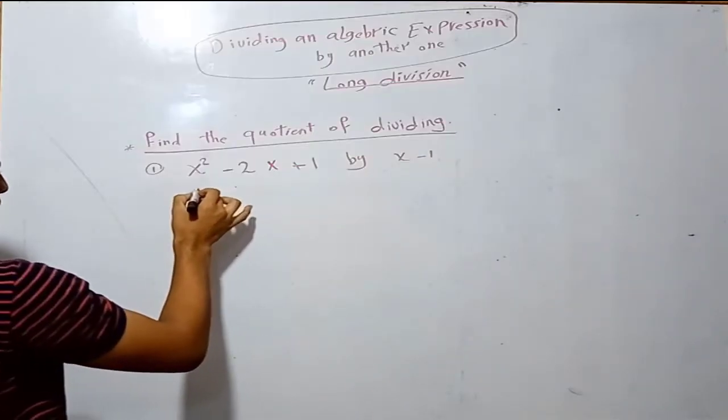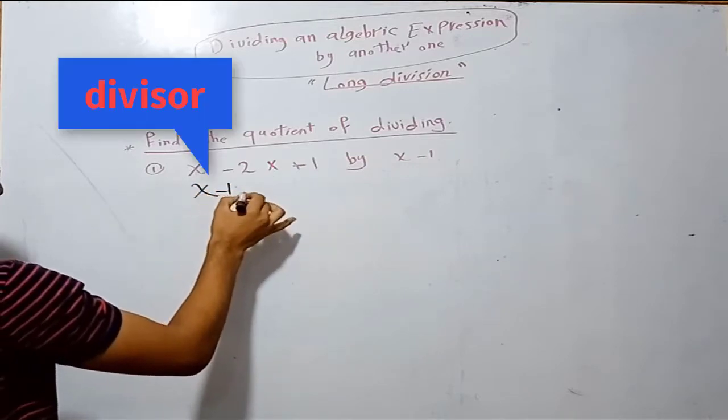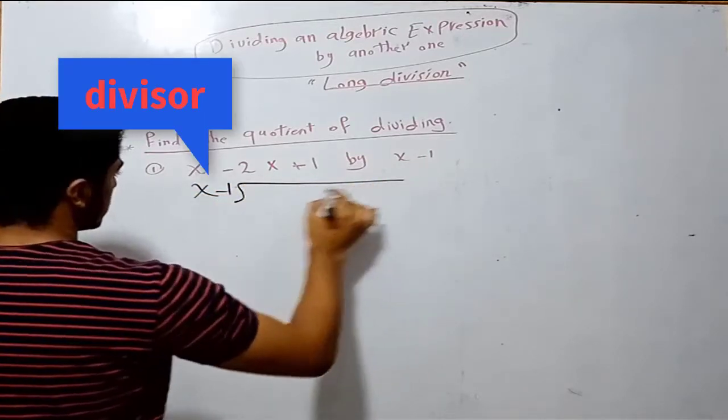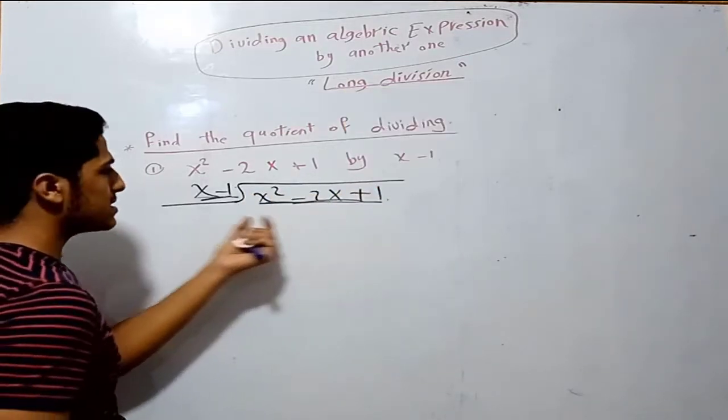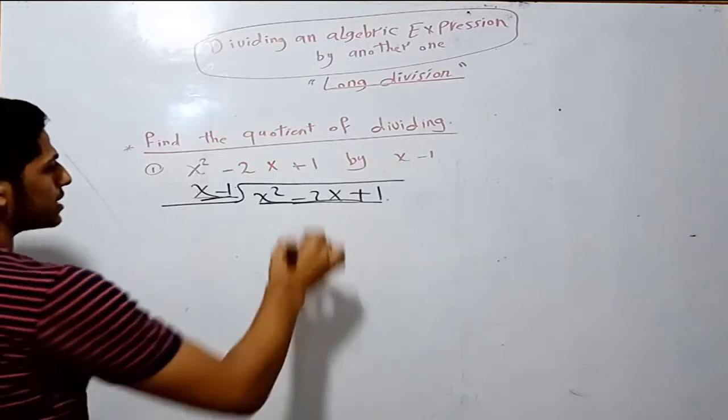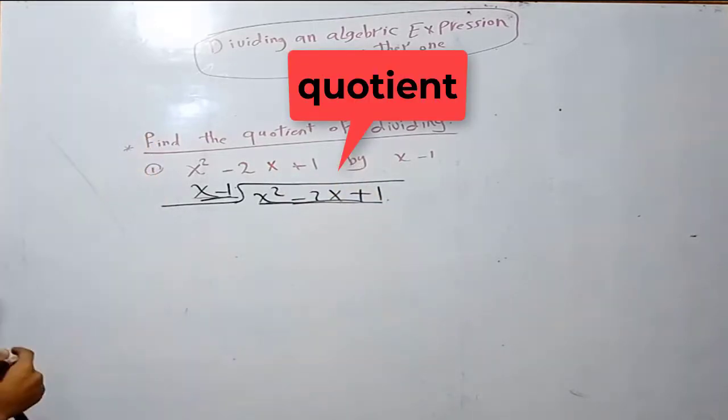First, let us write the problem. Here x minus 1 is the divisor, so write it outside, and then x squared minus 2x plus 1. This is the dividend and this is the divisor, okay? And here we write the result or quotient. What can I do here?